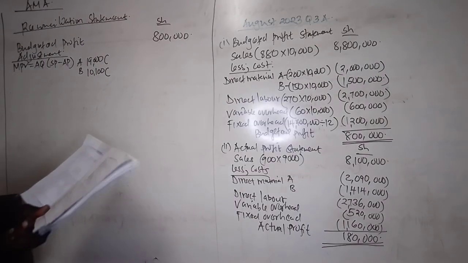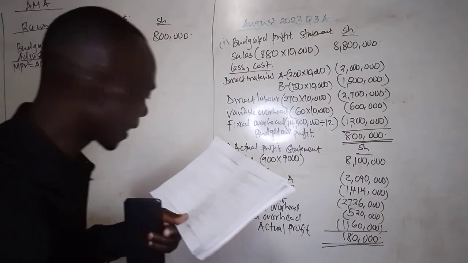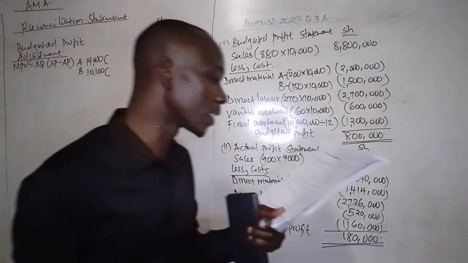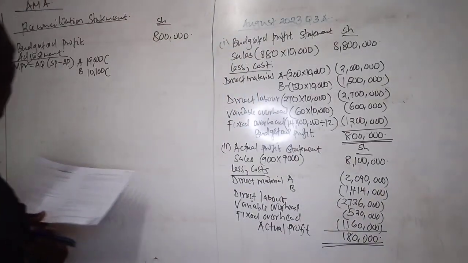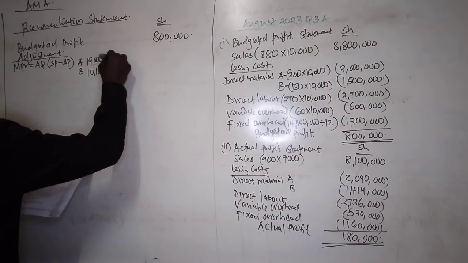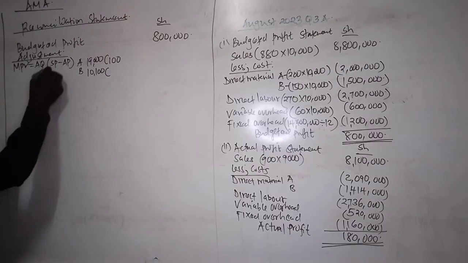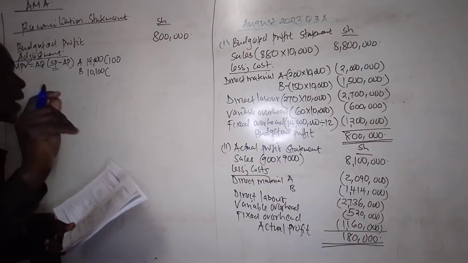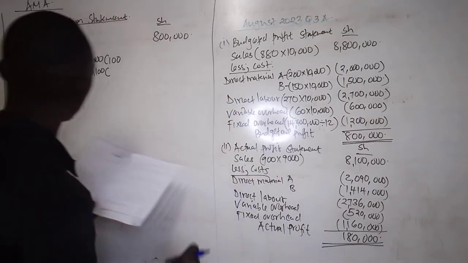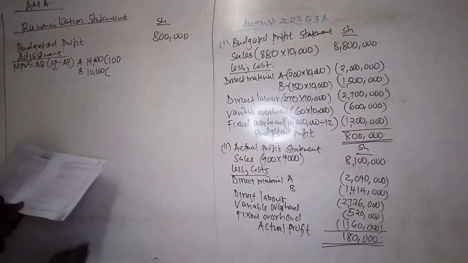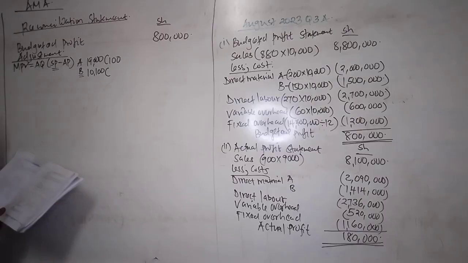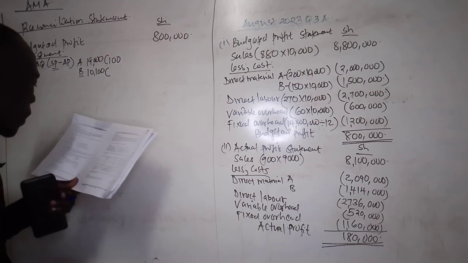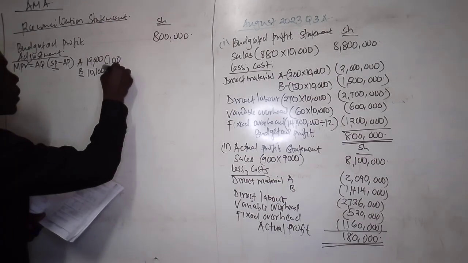The cost per unit. Then we are told the direct material A, 2 kgs at shillings 100 per kg. Remember, we need the cost per kg, the standard price per kg. Then the next one is product B. For product B, we are told 1 liter at shillings 150 per liter.